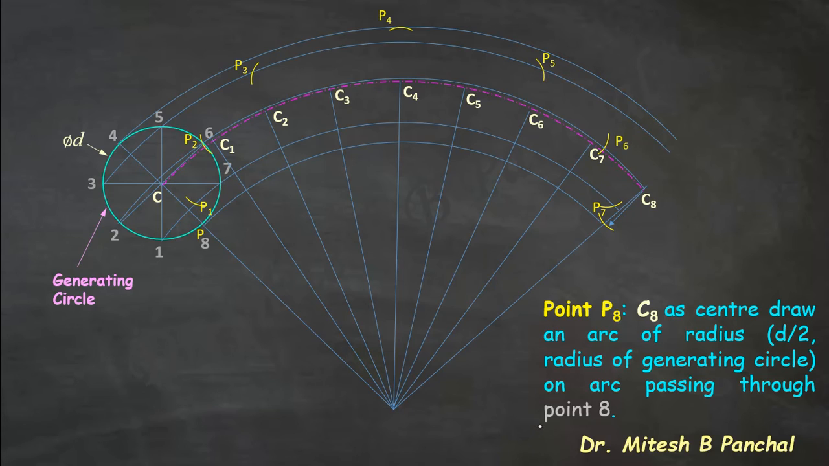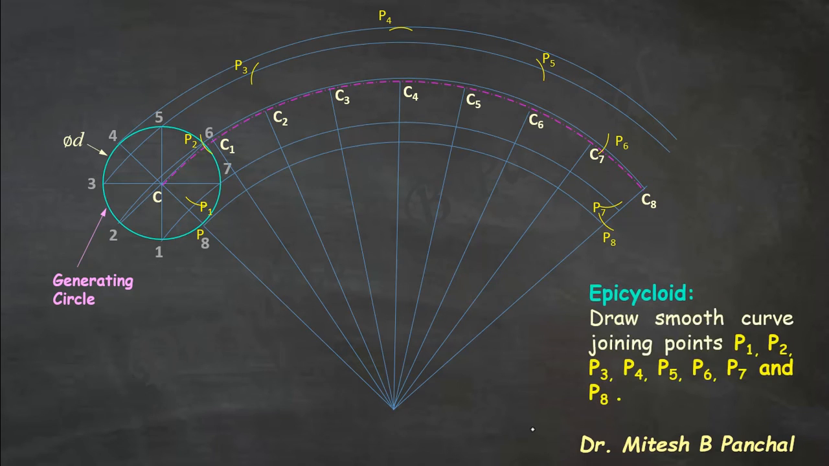So once P1, P2, P3, P4, P5, P6, P7 and P8 are obtained, to obtain the epicycloid, we need to join all these points P, P1, P2, P3, P4, P5, P6, P7, P8 by a smooth curve. So this curve is nothing but an epicycloid.